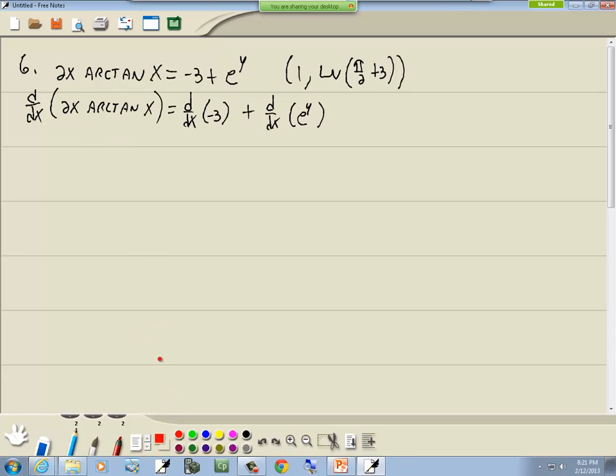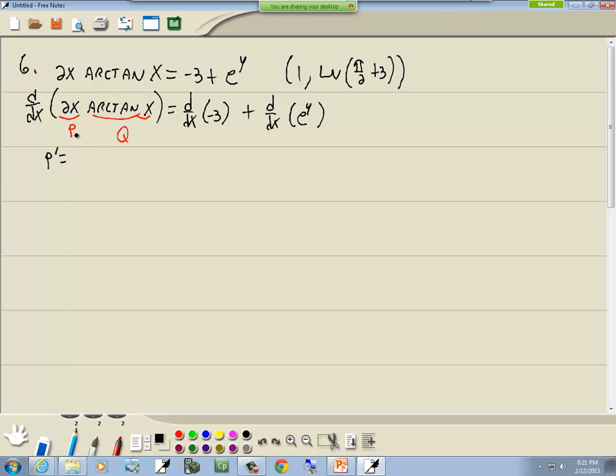Now this first part here, this is a product rule. We got 2x times arctangent. So 2x is going to be our p, and arctangent of x will be our q. Now we could put the 2 completely out in front, but you can also include it in with one of your either p or q. It doesn't matter.